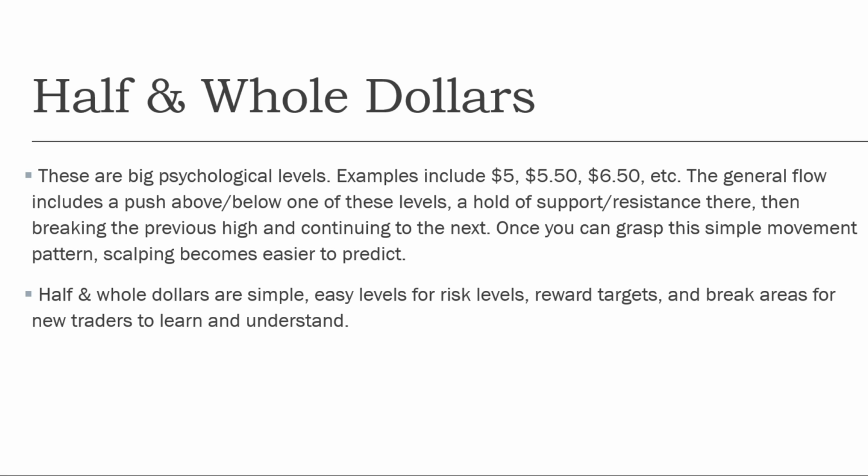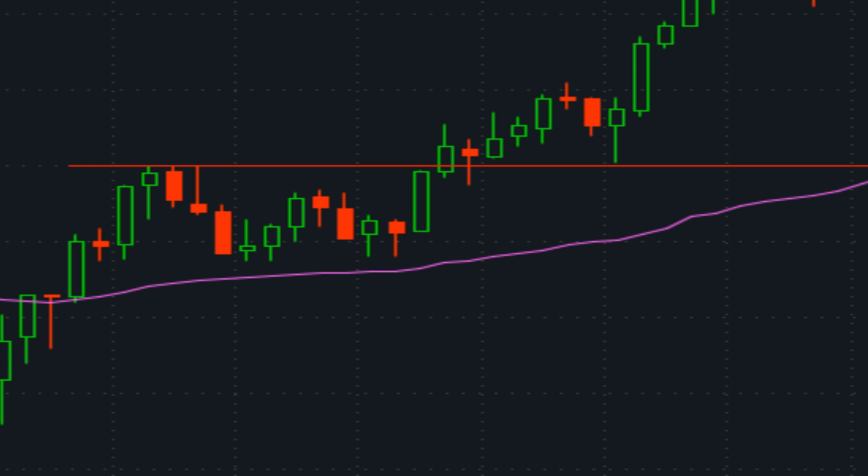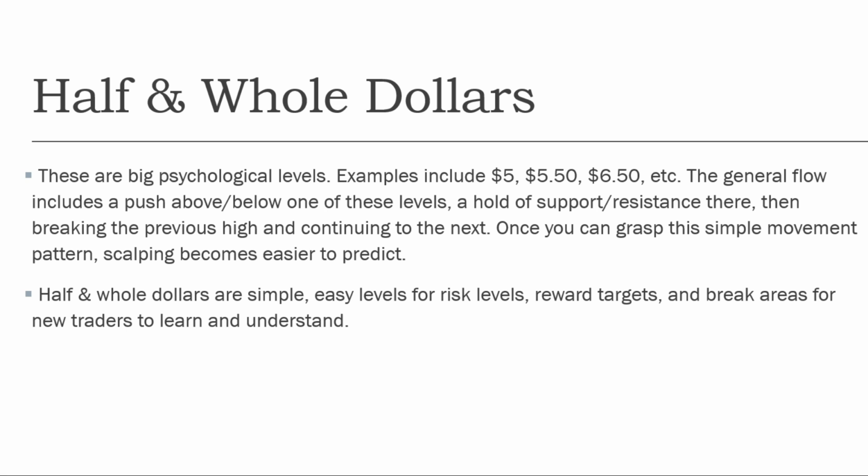The general flow you'll see a stock do a lot of the time is it'll push above or below one of these levels, and then you look for it to hold as support or resistance there, and then continue on breaking previous highs and moving up or down in whichever way it was originally heading. Once you can grasp that simple movement pattern, scalping becomes a little bit easier to predict using these levels, and they're really simple and easy levels for beginners to understand that you can base all your risk off of. You can use half and whole dollars as reward targets, break areas, and so forth.